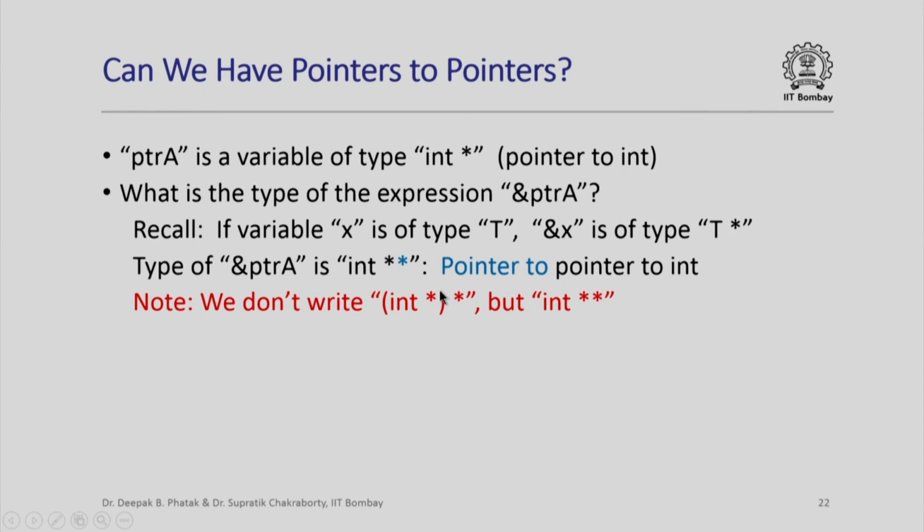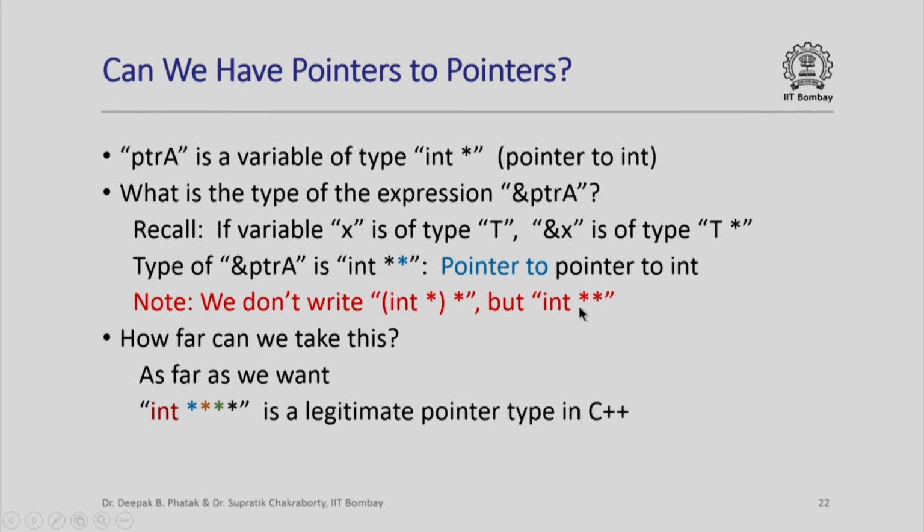Note, we did not put parentheses around int star and then put a star, but instead we put 2 stars right after int, and this is important. We should not write a pointer to an integer like this, we must write it like this in C++. Now, how far can we take this? As far as we want. For example, int star star star star is a legitimate pointer type in C++.